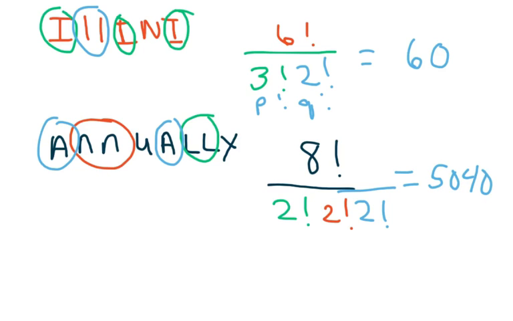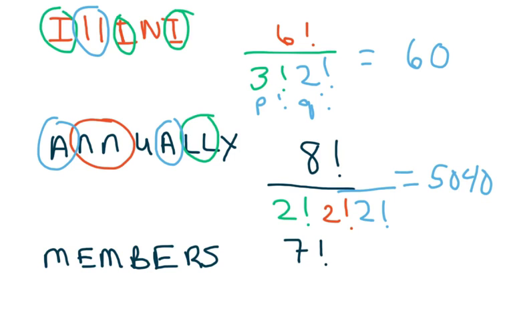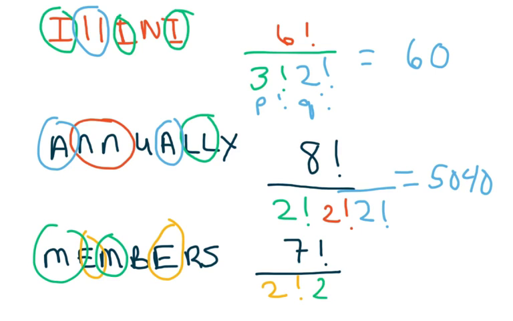And the last word I have is members. And then I can't spell, so let's do it again. Members. So we have a total of 7 objects or 7 letters. I have 2 E's. And I have 2 M's. When you multiply that out, you get 1,260 ways.